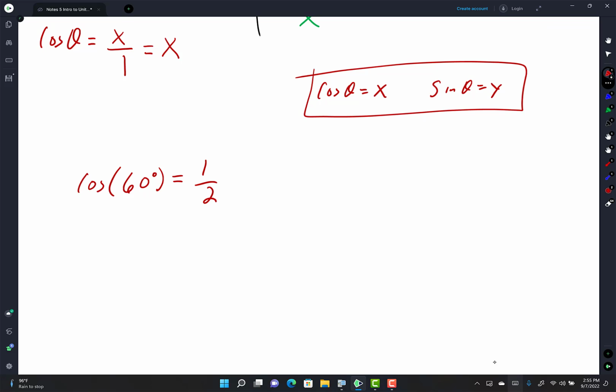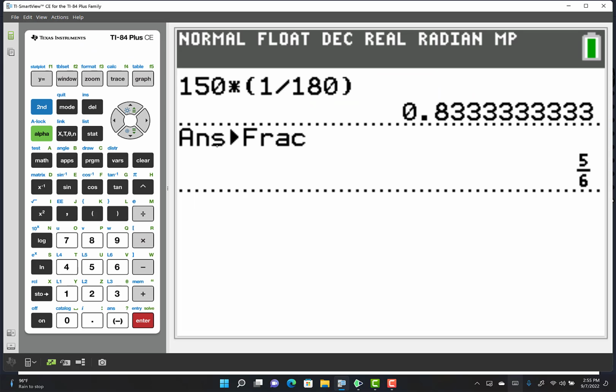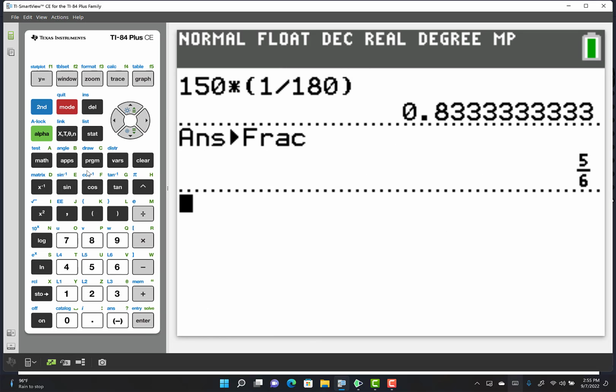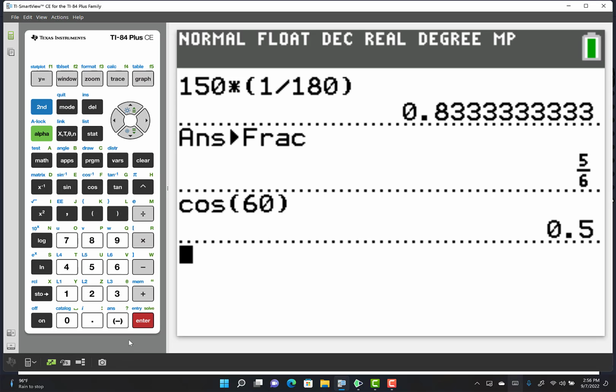I don't know. Let's see, using context clues. Here's a calculator. It's in radian mode. Let me change it to degree mode. Let's see if we're fake or if we're real. Cosine. Let's see if we're posers. I push 60 and I better get half. Oh my God, look at that. We're not posers.